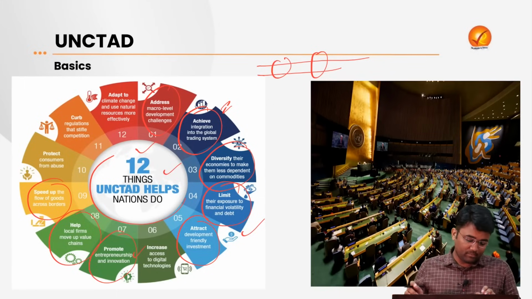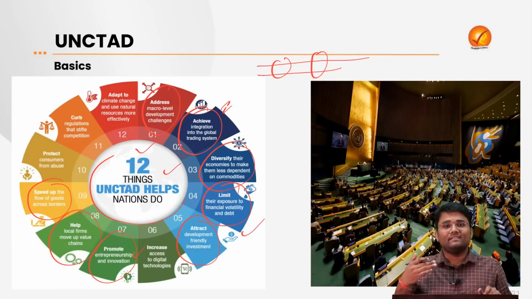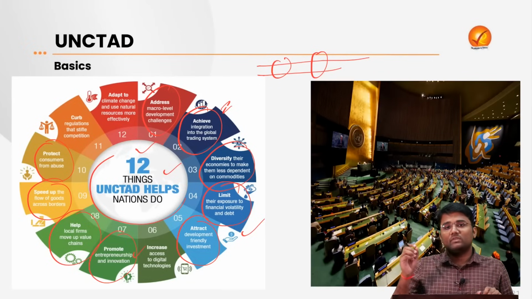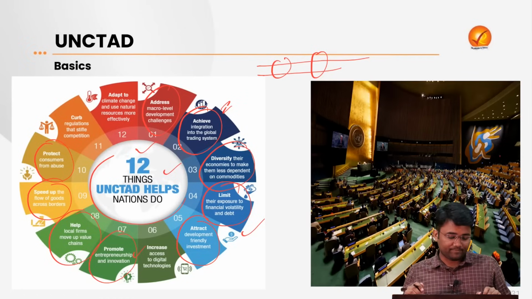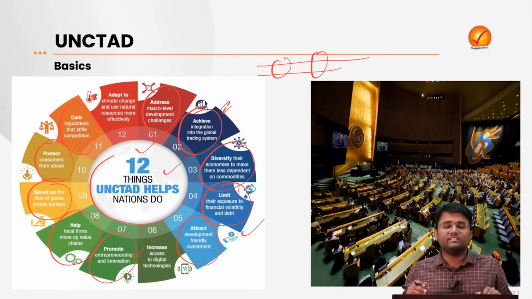Then it also helps in speeding up the flow of goods across borders. It helps in reducing the non-tariff barriers that are being imposed on these least developed and developing countries and ensuring that there is seamless movement of different products across the border. Then it also protects consumers from abuses from harmful products and defective products. Then it also helps in curbing regulations that stifle competition, such as predatory pricing policies which are being followed by some of the bigger businesses. So UNCTAD ensures that a level playing field is provided to all the businesses, to all the companies.